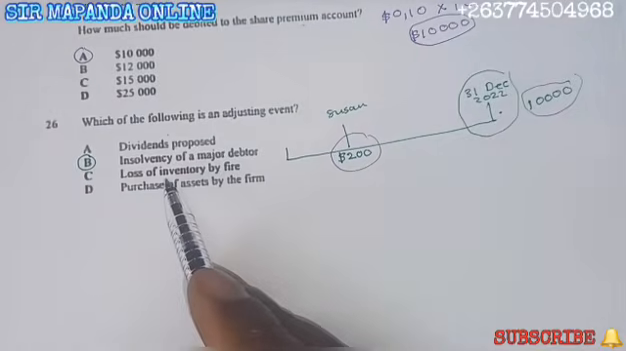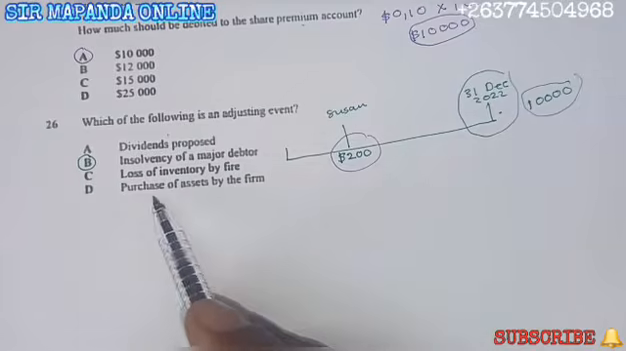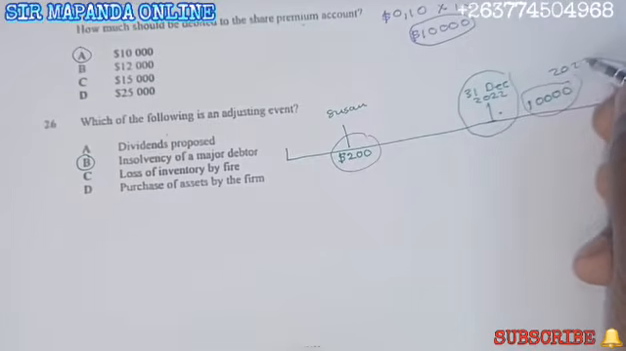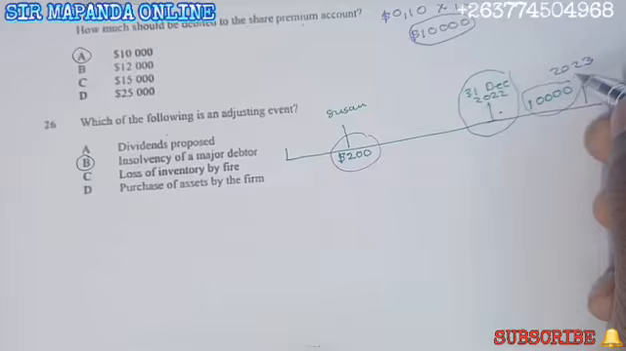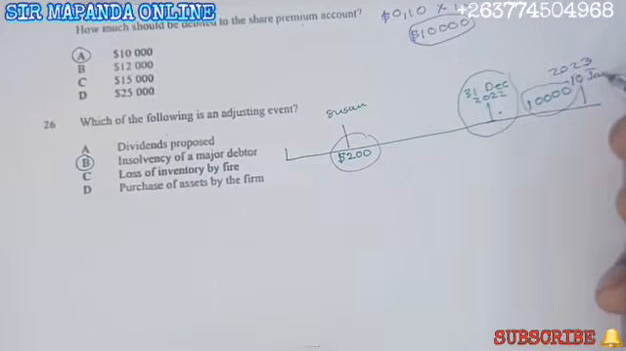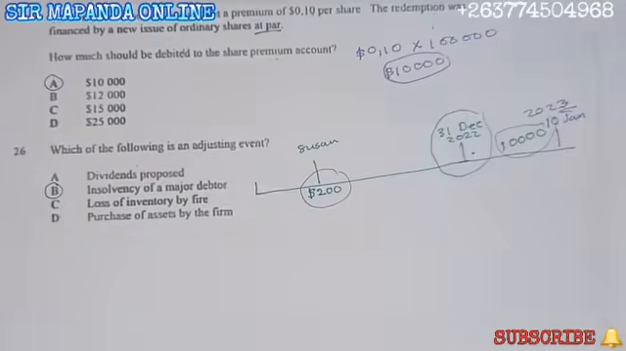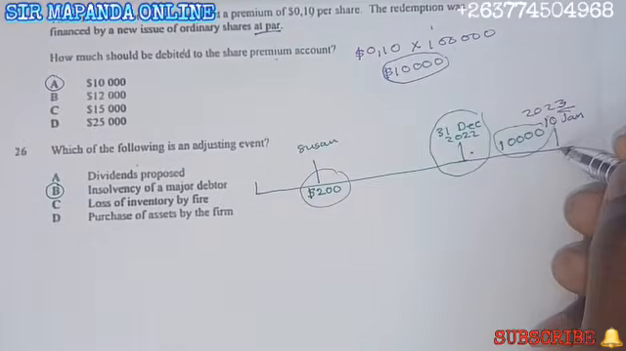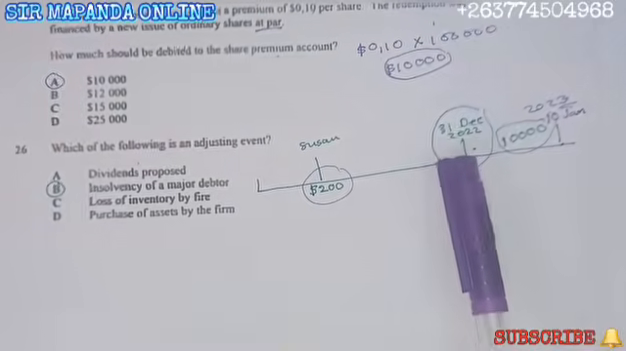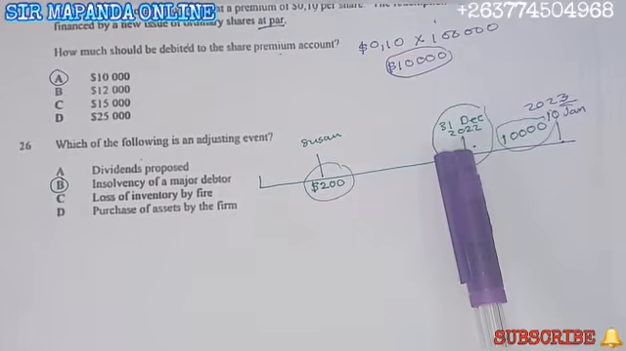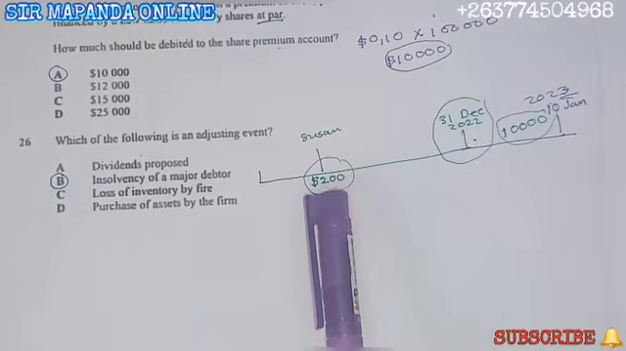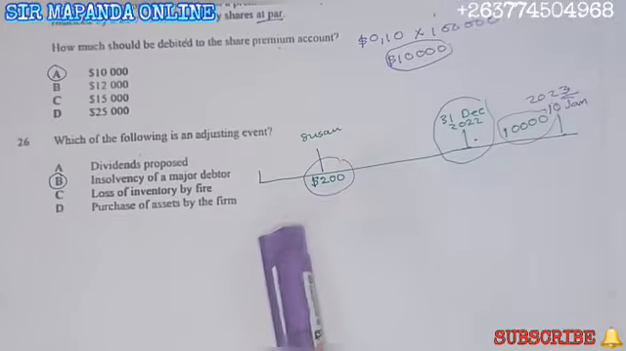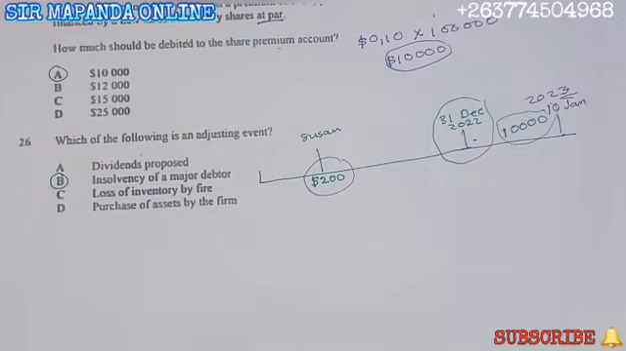But loss of inventory by fire or purchase of assets by the firm, let's say this is now 2023, let's say this is 10 January, and a catastrophe occurred, our inventory was damaged by fire. The event occurred after the balance sheet date, therefore we do not adjust it. I hope you are following. But this one is being adjusted. Why? Because we are realizing after preparing the balance sheet that Susan, who bought before the balance sheet date, is now insolvent. So we have to adjust.